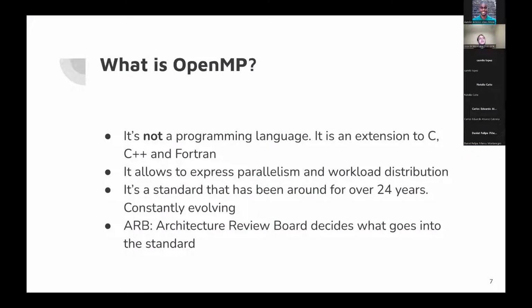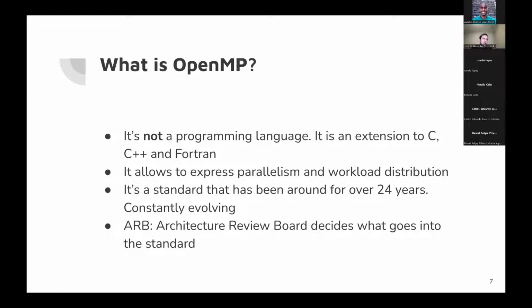One important thing here is that OpenMP is not a programming language itself. OpenMP is an extension of already existing programming languages, in particular C, C++, and Fortran. What we do in OpenMP is annotate code written in one of these languages, and we tell the compiler to please add all this infrastructure around our code to be able to execute that code in parallel or on a GPU. So it allows us to express parallelism, workload distribution, and where in the system we are going to run different parts of the code.